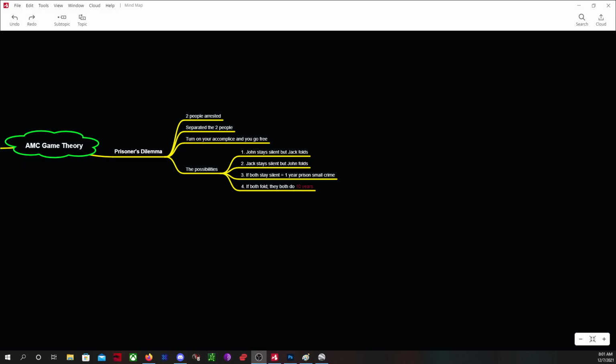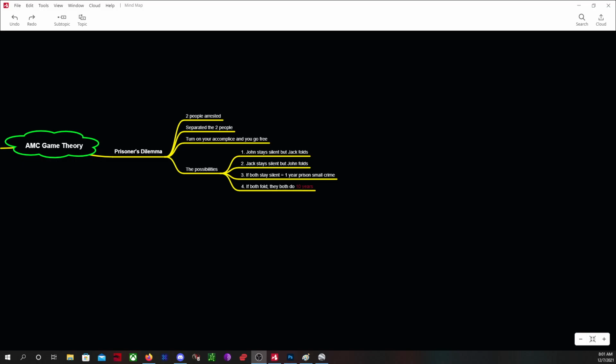So they take the two prisoners, they separate them, put them in two different rooms, and they try to convince them: we want you to turn on your accomplice. If you give us proof that he did this bad crime, we will let you go free. We'll waive the charges of your smaller crime where you do a year in prison, and your partner will do 10 years for the more serious crime, but you're going to be off scot-free.